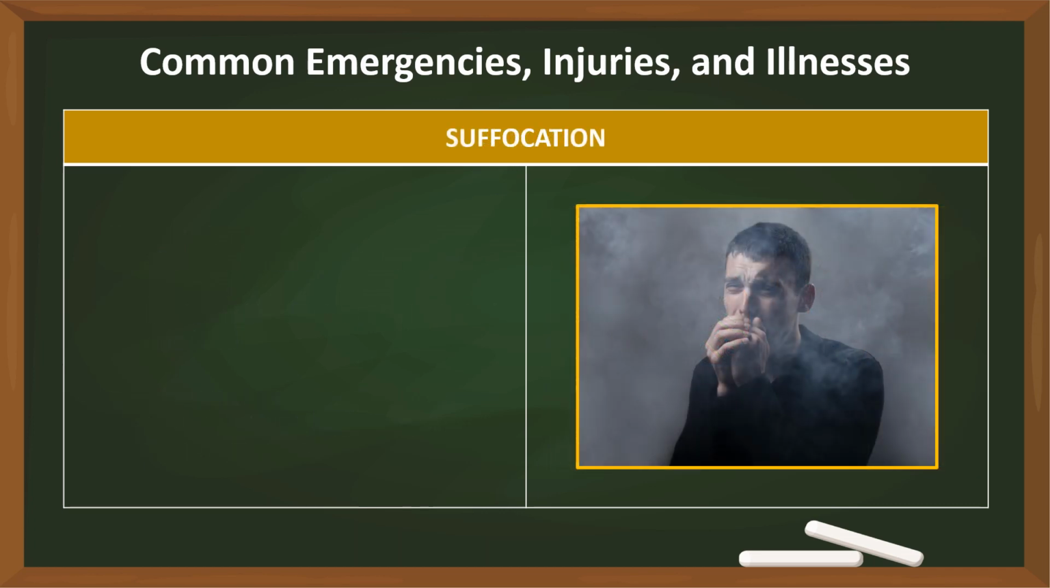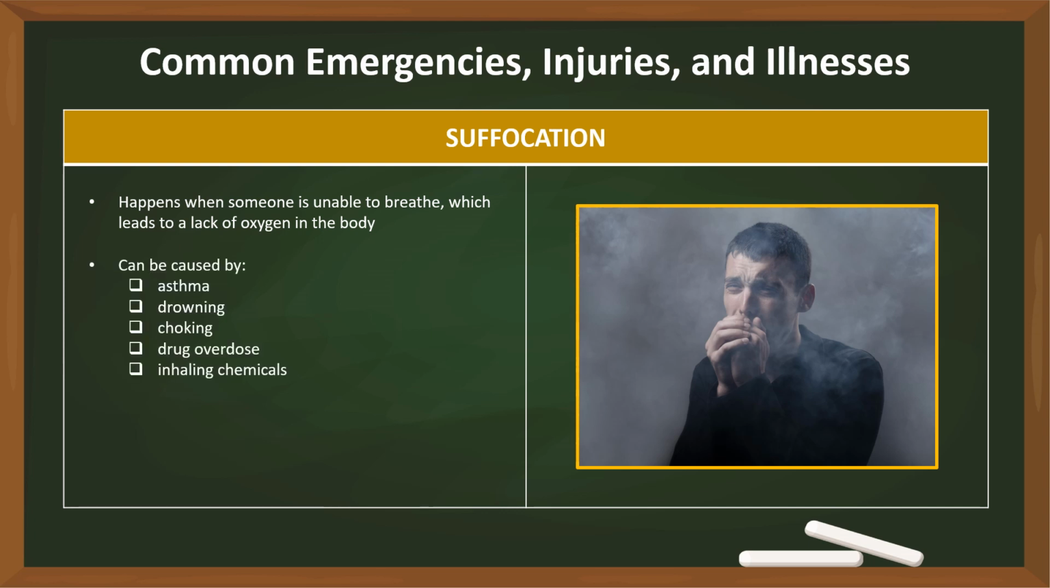Moving on, suffocation happens when someone is unable to breathe, which leads to a lack of oxygen in the body. Among the causes of suffocation are asthma, drowning, choking, drug overdose, and inhaling chemicals. Suffocation can lead to loss of consciousness, brain injury, and death. Another word for suffocation is asphyxiation.